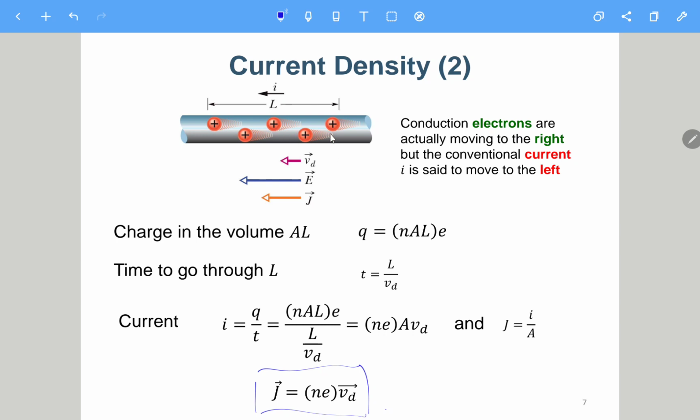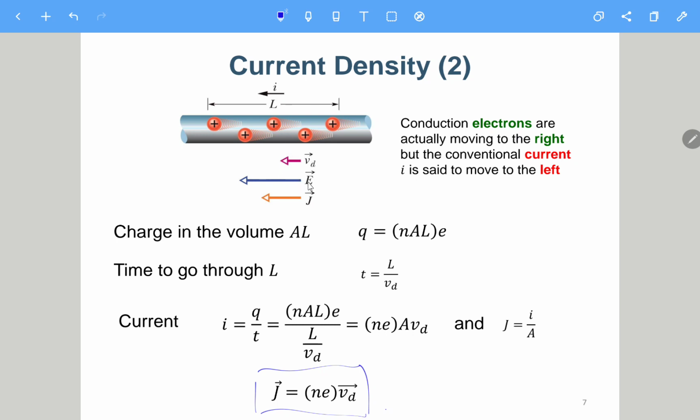So let's follow that. We just assume that the moving charge is positive. We also assume that the current is going from the right to the left side, which means that the positive charge should also be moving from the right to left.